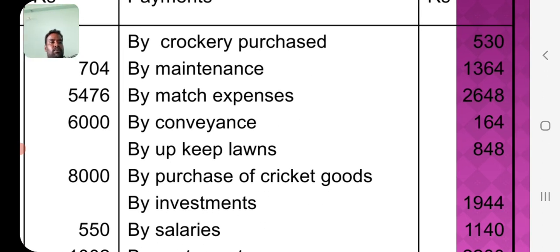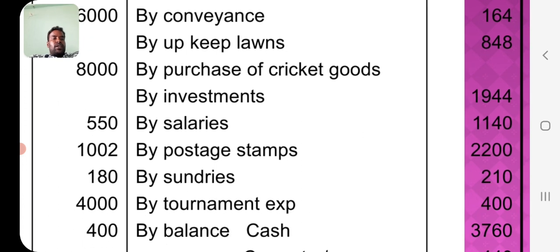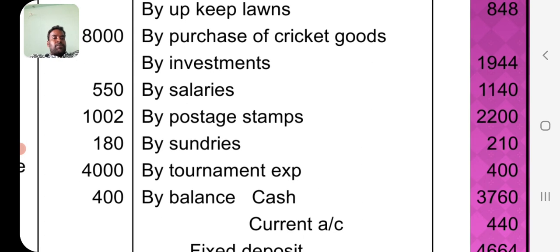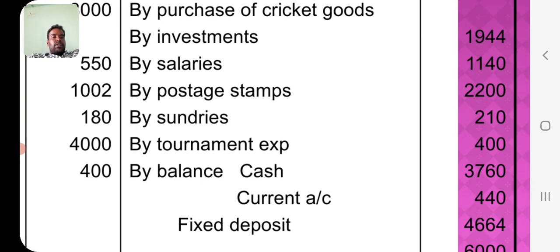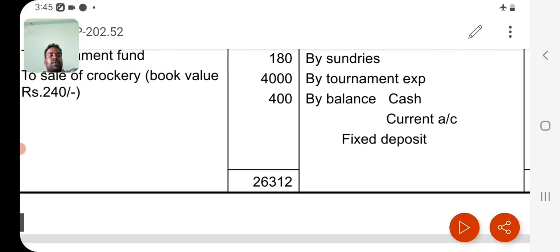By maintenance 1364, by match expenses 2648, by conveyance 164, by upkeep of lawns 848, by purchase of cricket equipment 1944, by investments 1140, by salaries 2200, by postage stamps 210, sundries 400, by tournament expenses 3760, by balance of cash 440, current account 4664, fixed deposit 6000. This is the receipts and payments account.